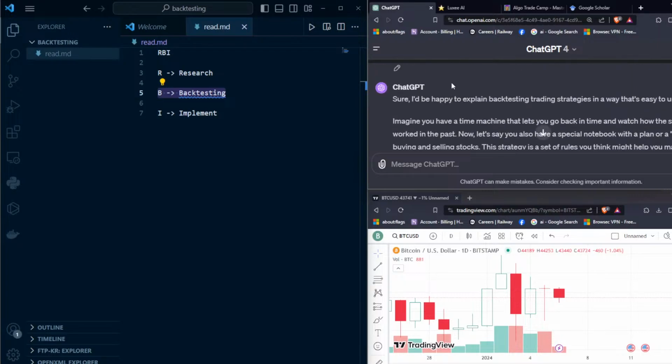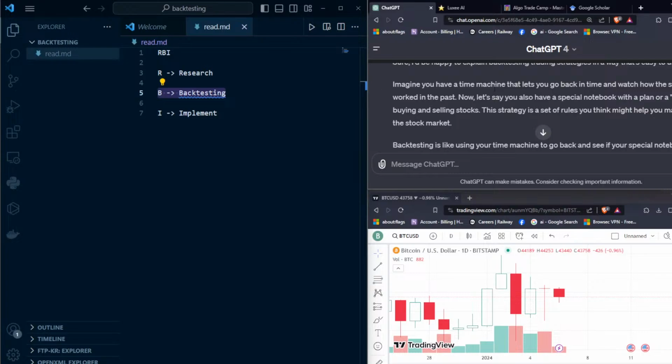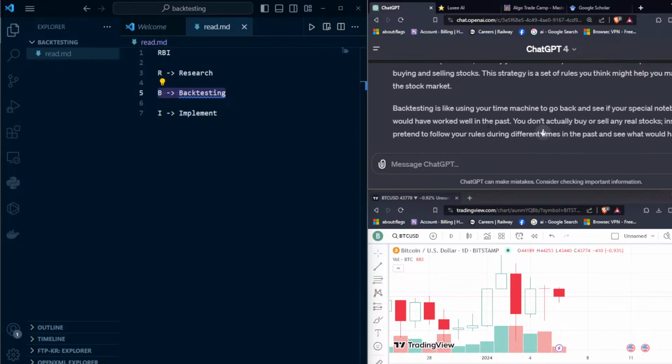Sure. I'd be happy to explain backtesting trading strategies in a way that's easy to understand. Imagine you have a time machine that lets you go back in time and watch how the stock market worked in the past. Now, let's say you also have a special notebook with a plan or a strategy for buying and selling stocks. This strategy is a set of rules you think might help you make money in the stock market.